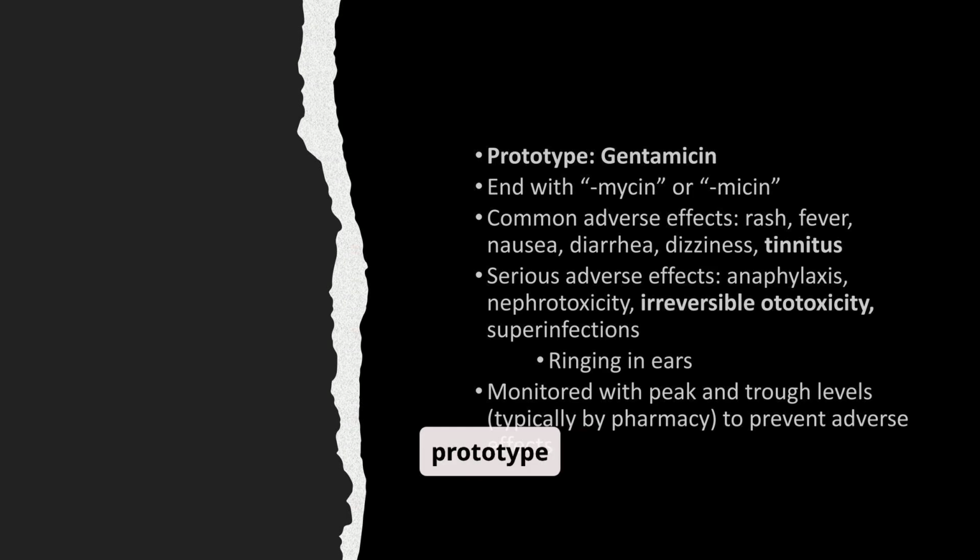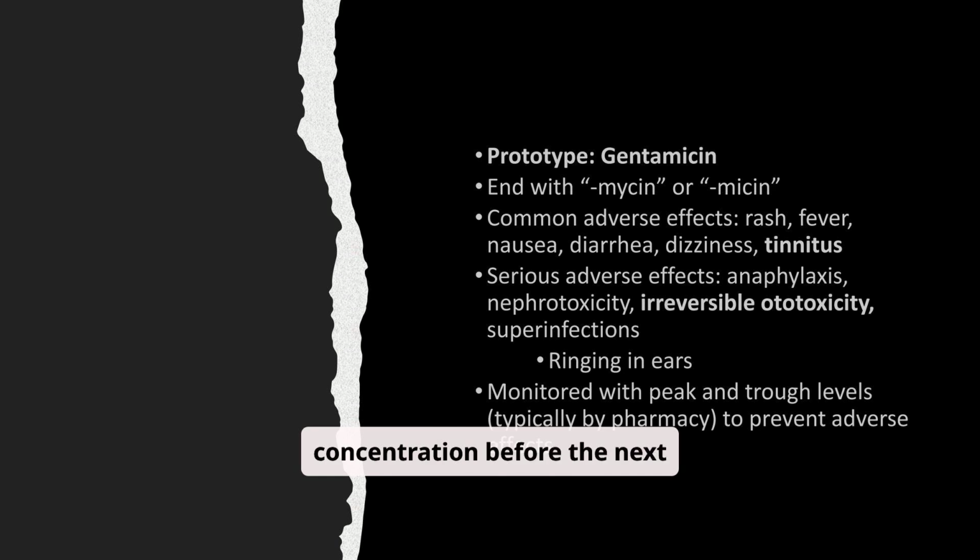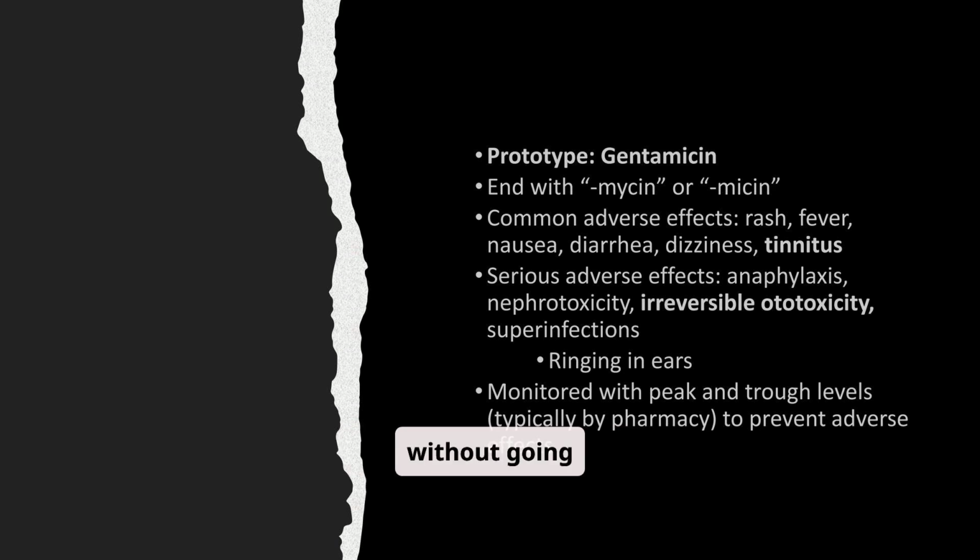Gentamicin is a prototype aminoglycoside. Monitor peak and trough levels to prevent nephrotoxicity and ototoxicity. Gentamicin is IV or IM only, never oral, and it doesn't cross the GI barrier. Trough levels tell you the lowest concentration before the next dose. Too high, and it builds up. Peak levels help confirm you're hitting the therapeutic range without going toxic. Monitoring tip: watch for tinnitus, ringing in ears, and check kidney labs like creatinine and BUN.